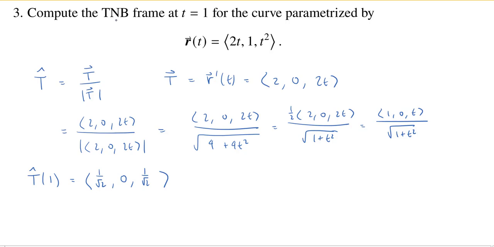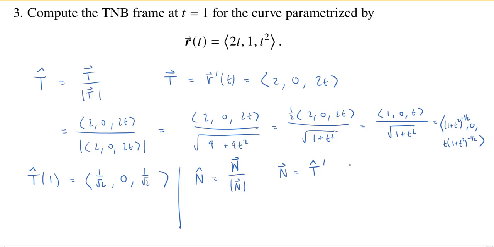Next, we want to compute the N. We want N hat, and of course N hat is just going to be regular old N divided by its magnitude. So we need to know regular old N. Well, regular old N is given as the derivative of the unit tangent. So I take my T hat, and I'm going to take the derivative with respect to t. Maybe I'll go up here and include all this, but I don't want to write it in the same way. Dividing by the square root of something is the same as multiplying by that something to the negative 1/2. So this will be 1 plus t squared to the negative 1/2, comma 0, comma t times 1 plus t squared to the negative 1/2.